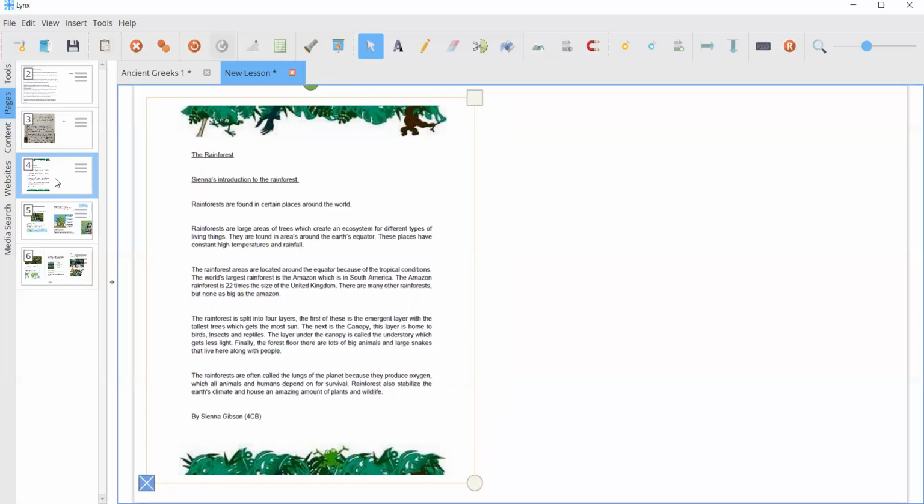It's often called the lungs of the planet because they produce oxygen. The rainforest also stabilizes the Earth's climate and houses an amazing amount of plants and wildlife. That's beautifully presented, great use of IT, lovely banner at the top and the bottom because you can clearly see that there are animals there that you find in a rainforest. Looks like some kind of orangutan or ape, and some frogs and some birds. Brilliant, brilliant work. Excellent, thank you. That would be worth a team point as well.